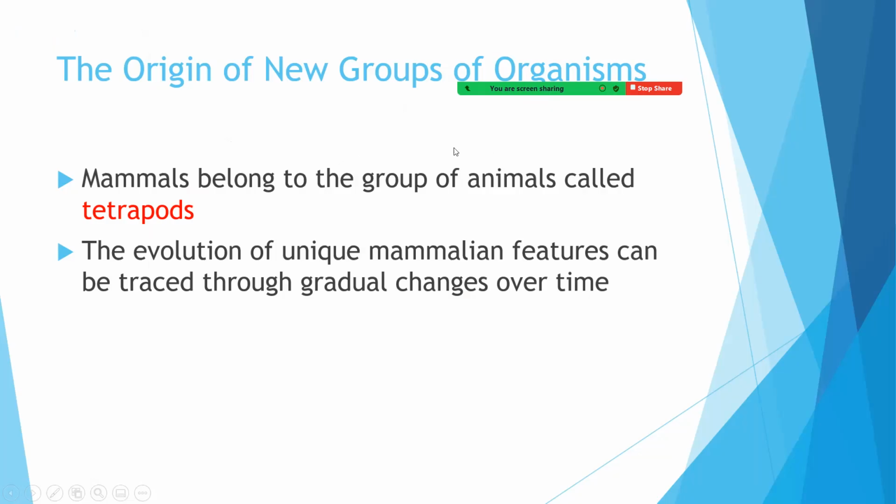So when we think about the new types of organisms that were created in the past, we think about mammals. So thinking about us, our group belongs to a group of animals called tetrapods. So again, thinking of four limbs. And then what we can see is that these four-limbed creatures eventually evolved into mammals and have those unique mammalian features. And we can generally see these features arise through gradual changes over time by looking at different fossils that are ancestors to the earliest mammals.